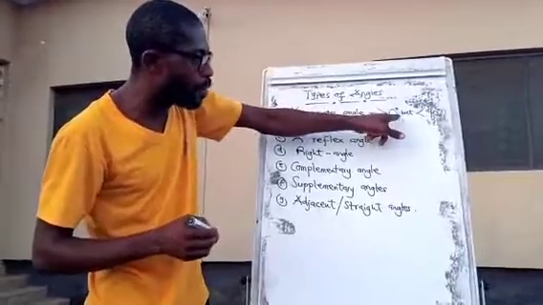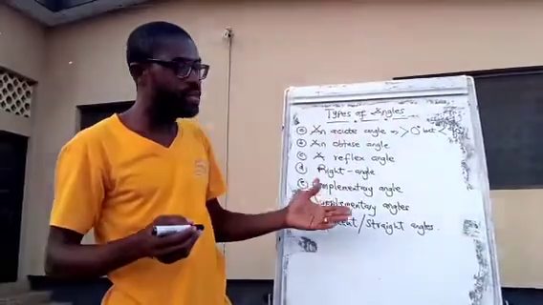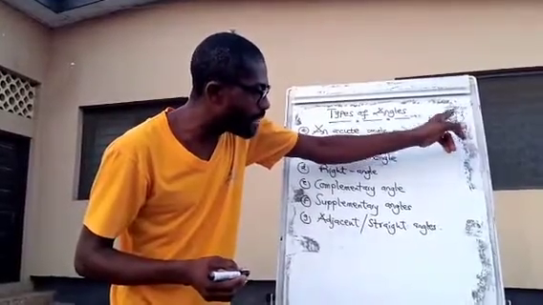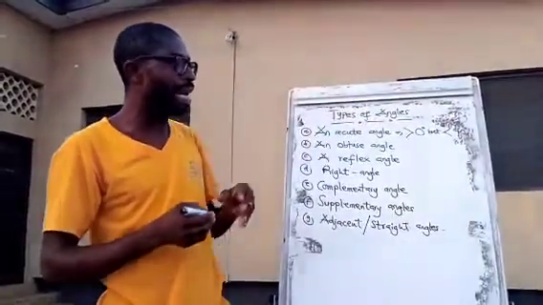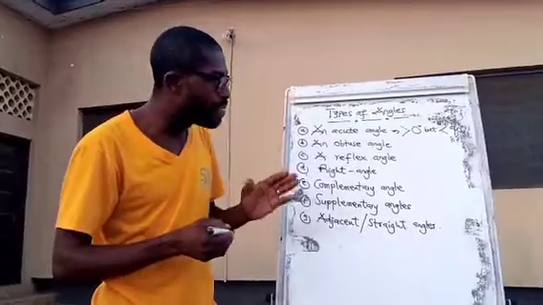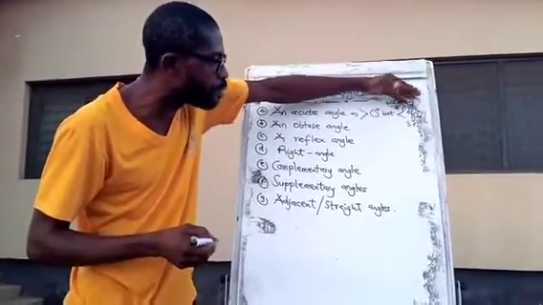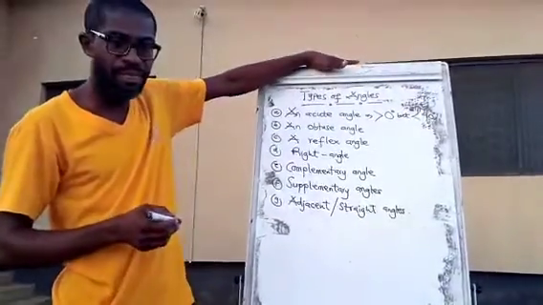So an angle of 0.01 degrees is an acute angle, and an angle of 89.5 degrees is also an acute angle. So acute angles are basically within the range between 0 to 90 degrees.